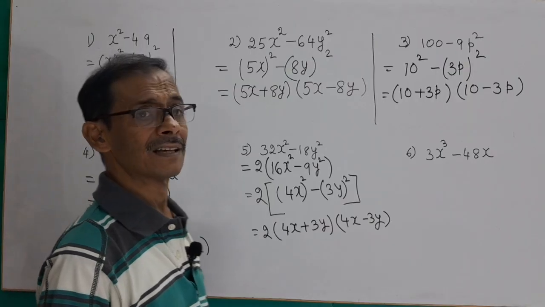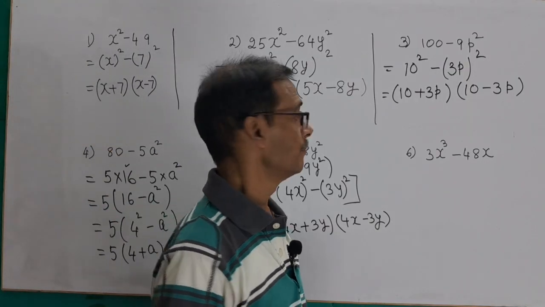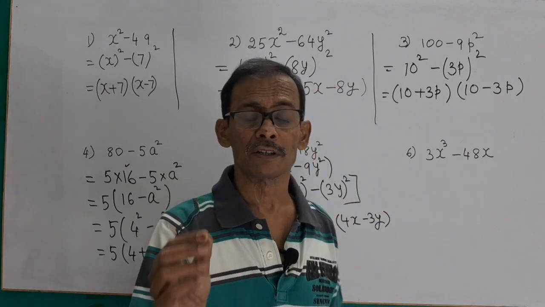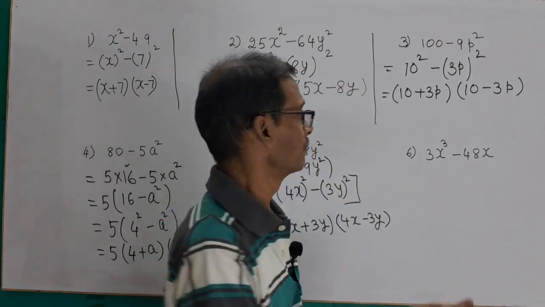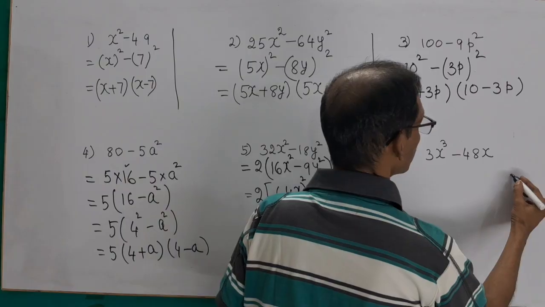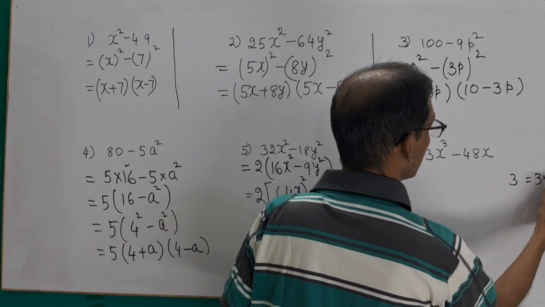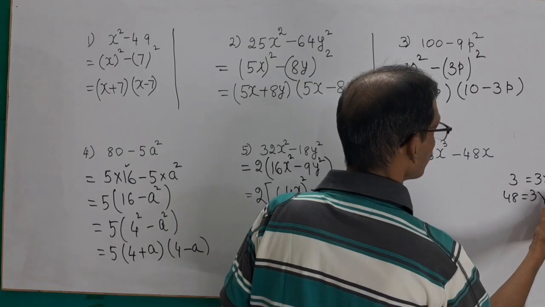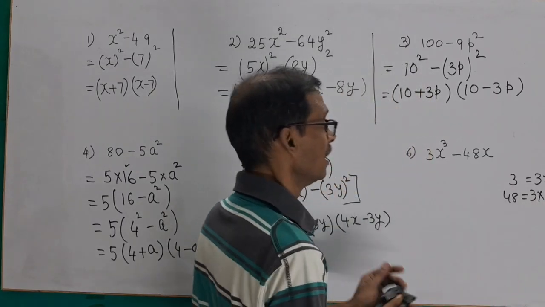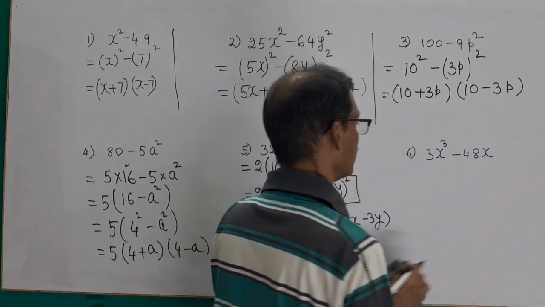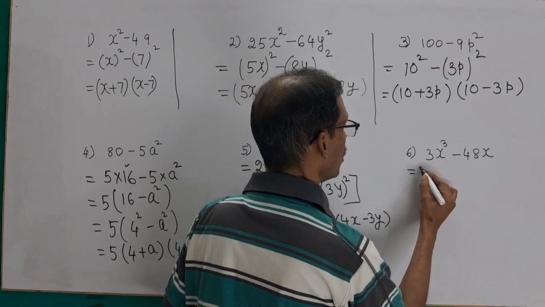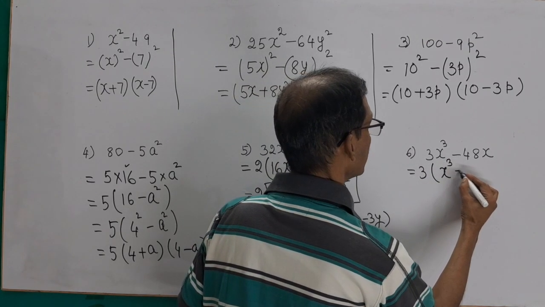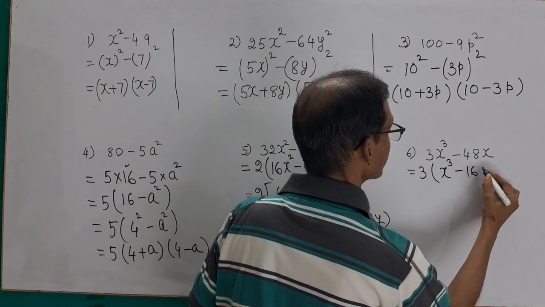Now let's do the sixth one. 3x cube minus 48x. See, here again we will apply the same thing because 3 is not a square number. You can see 3 equals 3 into 1 and 48 equals 3 into 16. So here if you take 3 as common, then you are getting x cube minus 16x.